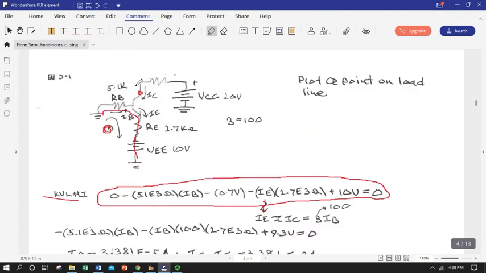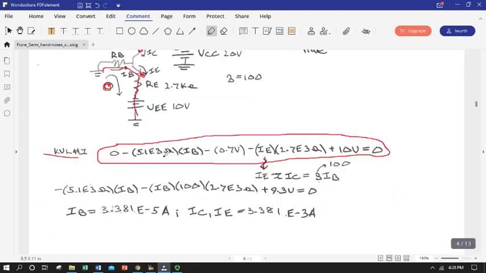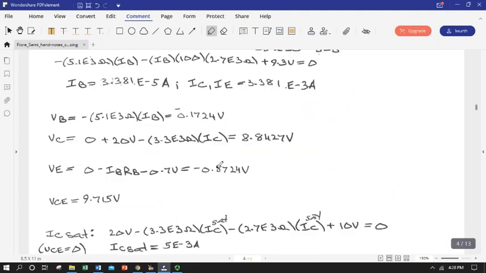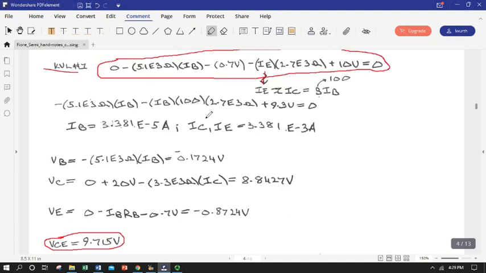And last but not least, the emitter. We can start at 0, we go down 10 volts, and then we go up the emitter current, which is the same as the collector, times 2.7 kilo ohms to get to our emitter point. And that ends up giving us negative 0.8724 versus ground. So collector to emitter, we say V sub C minus V sub E, which actually gives us something more than V sub C. So here's our collector emitter voltage drop. Here's our I sub C. So this is our Q point.